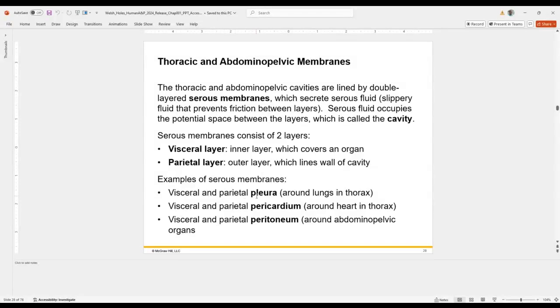And we have specific names depending on where they are. Like the serous membrane around the lungs, that's called the pleura, or you can say pleural membranes. But the visceral pleura is the membrane that covers the lung itself, and parietal pleura is the membrane that covers the cavity. If we're talking about the heart, then we talk about pericardium. So the visceral pericardium is on the heart, the parietal pericardium is on the cavity. And again, we can also call this the pericardial cavity. And then the visceral and parietal peritoneum. These are any of the serous membranes around your organs of your abdominal pelvic area. So it covers several organs.